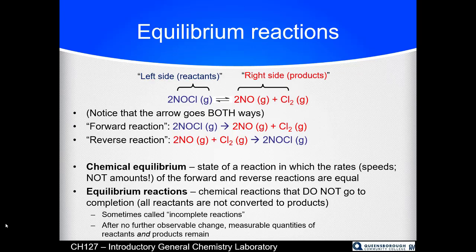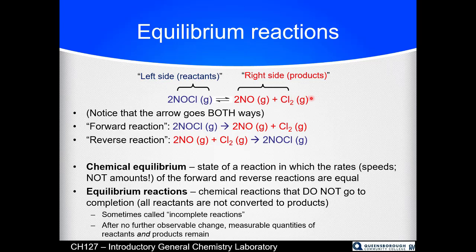Equilibrium reactions are reactions that go both ways. When we first introduce reactions, typically there's an arrow going from the left side, the reactant side, to the right, product side. But in an equilibrium reaction, the arrow goes both ways because the reaction doesn't just finish. It doesn't go to completion. You have appreciable amounts of both left side reactants and right side products present.